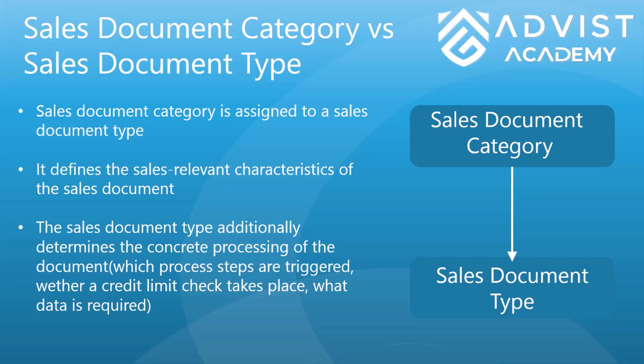of the document. The category defines whether the document is, for example, an inquiry, a quotation, a sales order, or a return order. Sales document types define whether, for example, pricing or a credit limit check should take place. They determine which process steps are executed, what data is required, and how the order affects logistics and financial accounting.